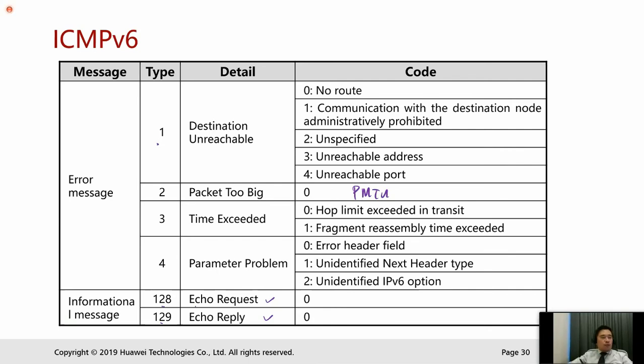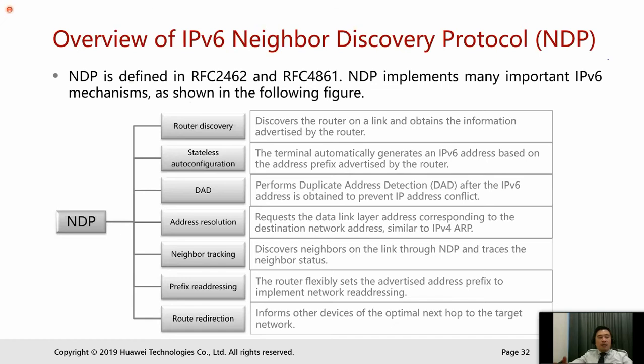The next one is the information messages. They have 128 and 129, which is the normal ping and response, purely using ICMP. This is similar to the function of ICMPv4, which checks the connectivity between the peers. So for this ICMPv6 information, that gives you some ideas. And next, we look into NDP, the Neighbor Discovery Protocol.